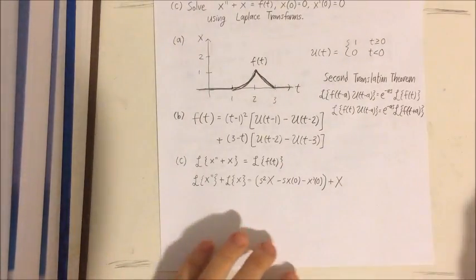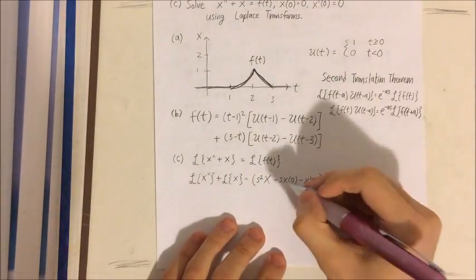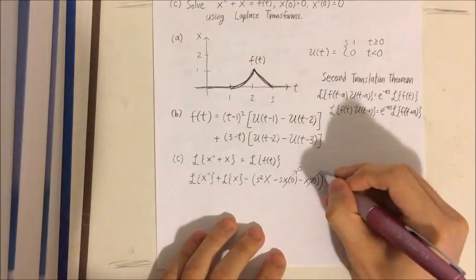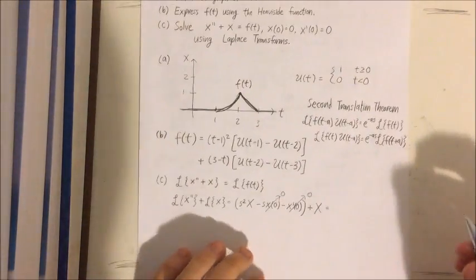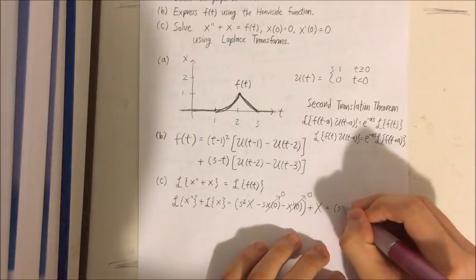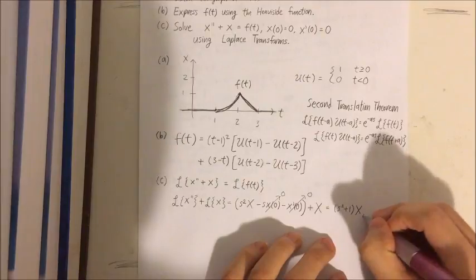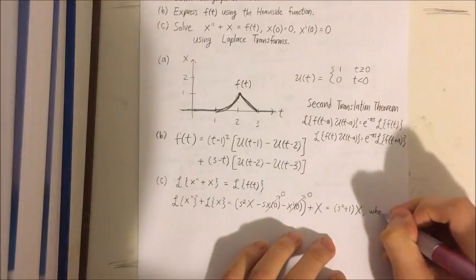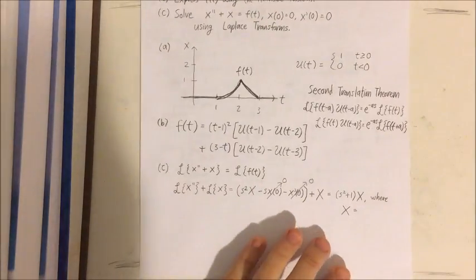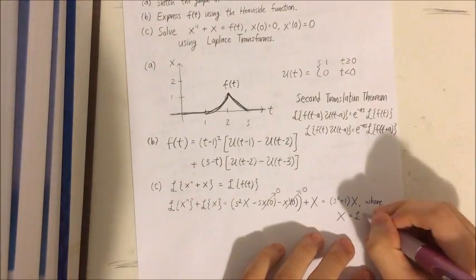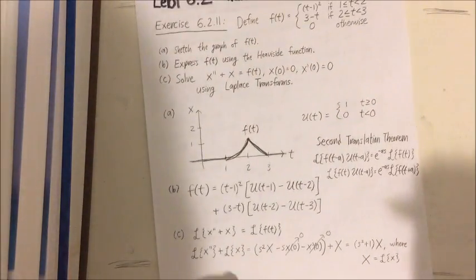So basically, again, we know that these are going to be 0 because of our initial conditions. So we have s squared X plus X. So this is going to be s squared plus 1 times X, where X is equal to the Laplace transform of little x, the function of t.